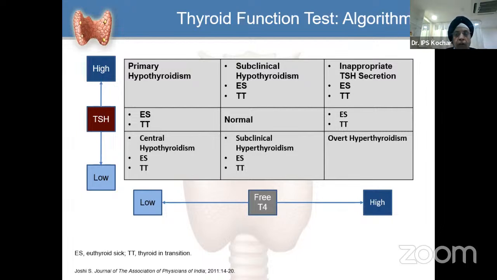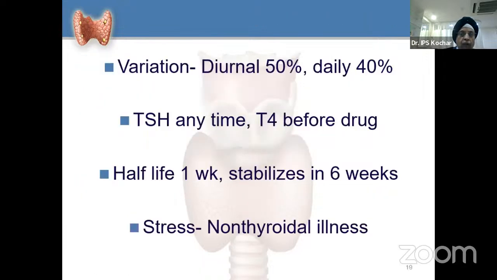Okay. So this is your way of understanding, and it's a very nice table. Most of the thyroid conditions can be understood from this table, this algorithm. TSH secretion has variation. It's a diurnal variation, and 50% is dilution and daily variation. So there is intra-day and intra-individual variation in secretion.